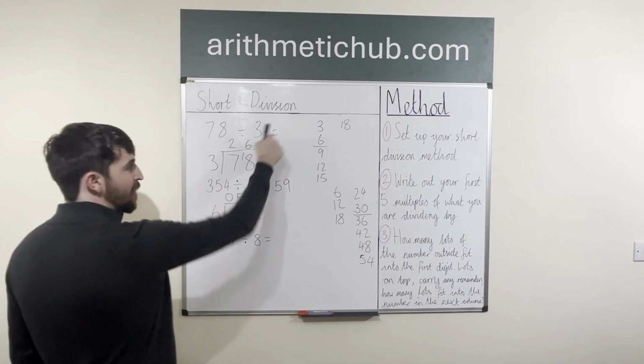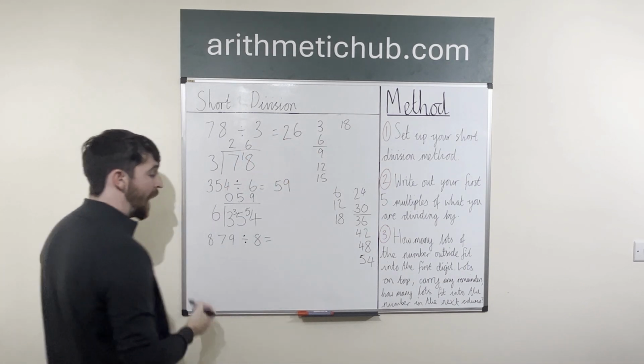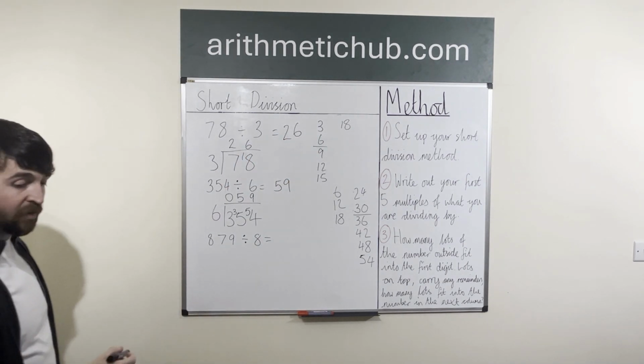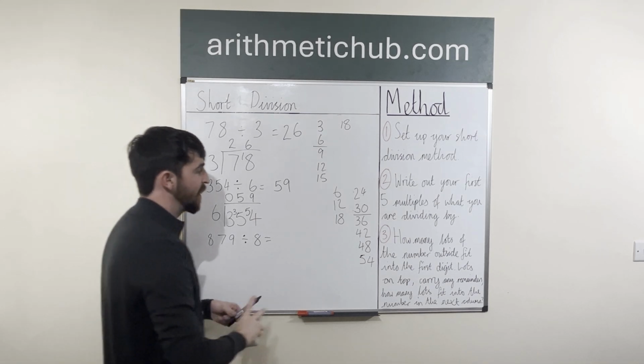Let's just fill this in the box up here. Our answer for this one was 26. Now let's move on to probably the most challenging of the questions, okay? So, I'm going to get rid of these 6 times tables.